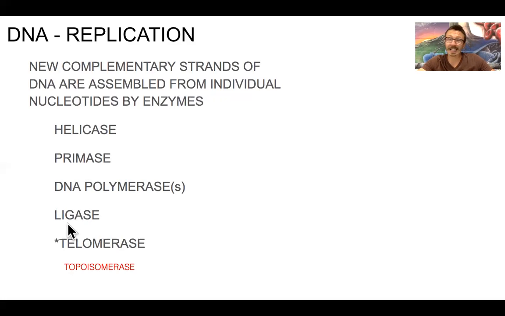Ligase is kind of the lick it and stick it. It's going to take the fragments at the very end and lick them and stick them together and make sure that they're all good, right? Ligase is going to make sure that everything is done properly and glued together before the DNA can be utilized or separated into 2 new daughter cells. And then telomerase is a really neat one, right? And I'll talk about this separately later on. And then topoisomerase just kind of holds everything still while we're working. So let's go ahead and get started.